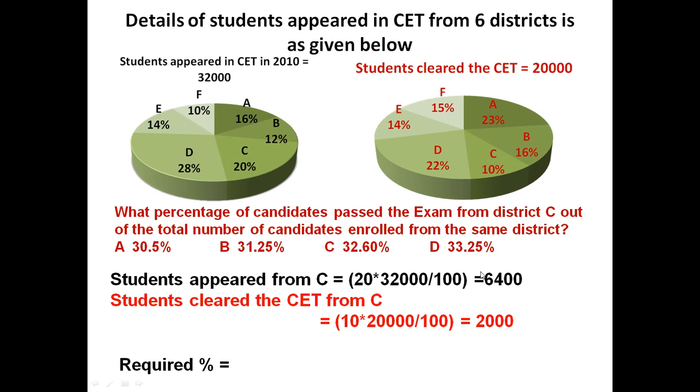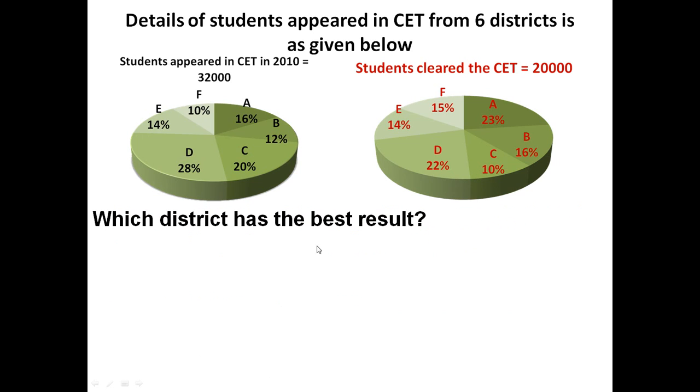So the required percentage, the percentage result, is equal to 2,000 divided by 6,400 into 100, which is equal to 31.25. So the result of district C is 31.25%. Friends, many more questions can be answered using the same pie chart. Let us answer one more question based on this same information.